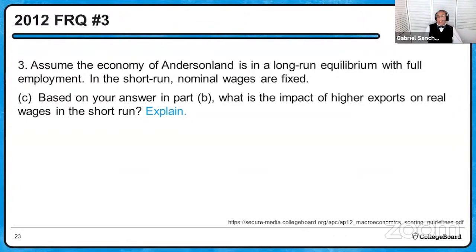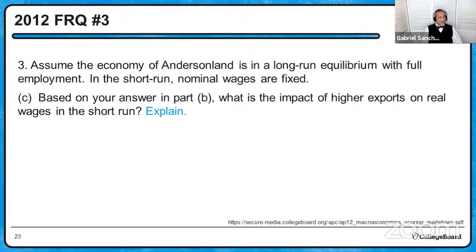So we have higher exports. We saw aggregate demand shift to the right. They tell us that nominal wages are fixed. That's why this is here. That's why I put the stem of the question back so you can see nominal wages are fixed. You got an idea? You think so? All right. If you need to pause, if not, here we go.